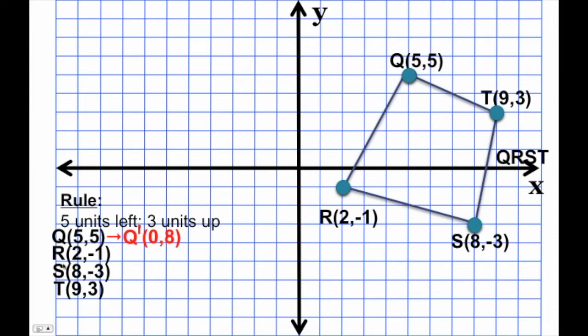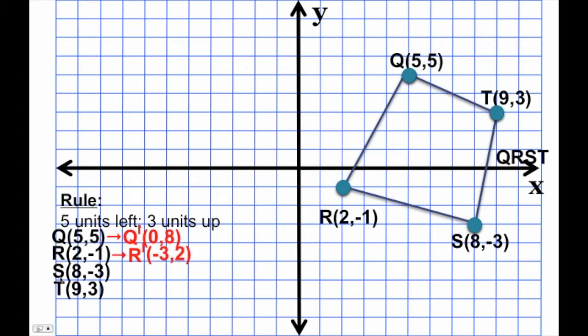How about R? R is going to become R prime at 2 minus 5, negative 1 plus 3. Again, minus 5 because we're going 5 to the left, and plus 3 for the y because we're going 3 up. And that's going to give us R prime at negative 3, 2.